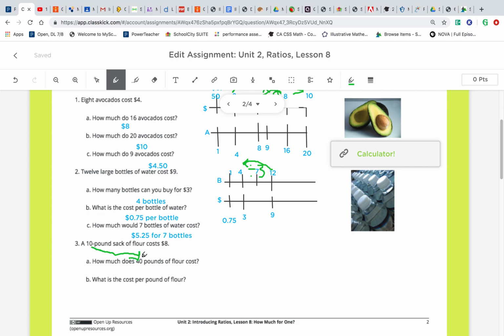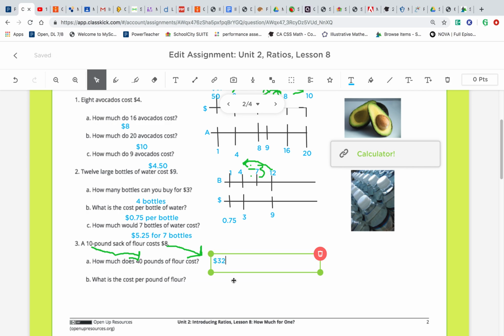How do we make the jump from 10 to 40? Well, we multiply it times 4. So that means we've got to multiply this times 4. What's 8 times 4? 8 times 4 is $32. Okay, $32 for 40 pounds of flour. All right, and then what is the cost per pound?